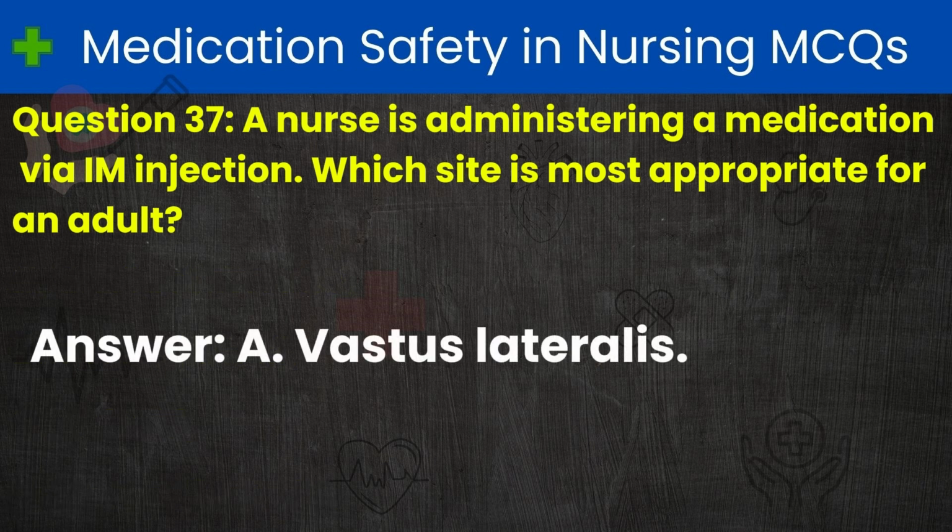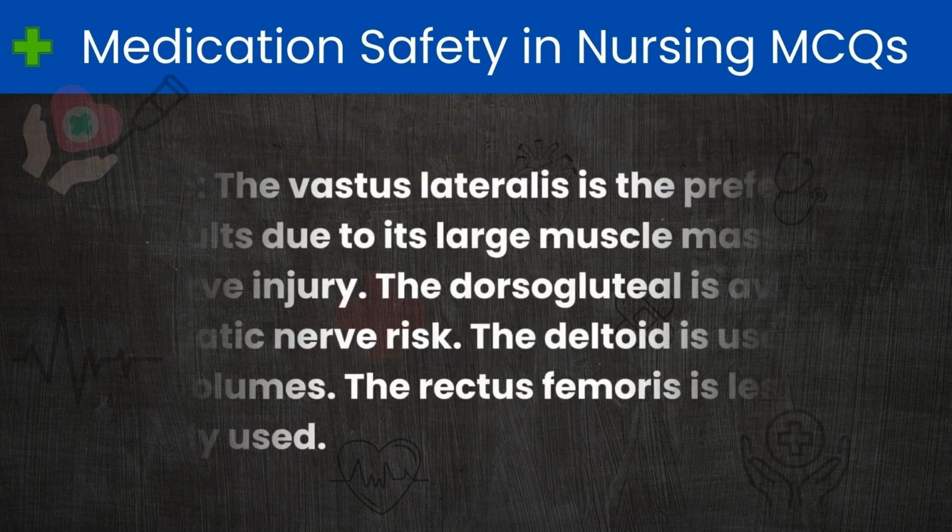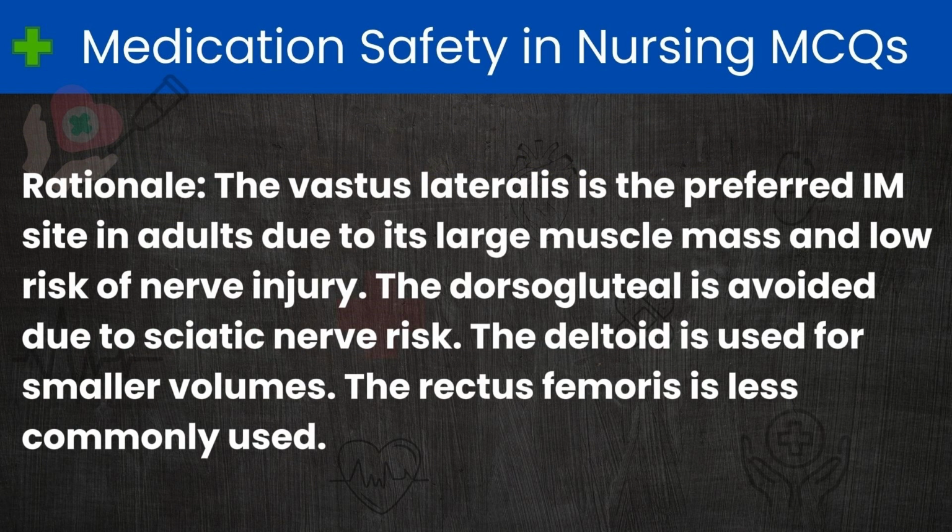Answer: A. Vastus lateralis. Rationale: the vastus lateralis is the preferred IM site in adults due to its large muscle mass and low risk of nerve injury. The dorsogluteal is avoided due to sciatic nerve risk. The deltoid is used for smaller volumes. The rectus femoris is less commonly used.